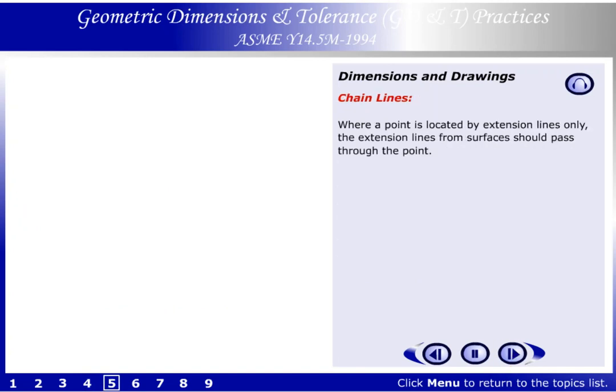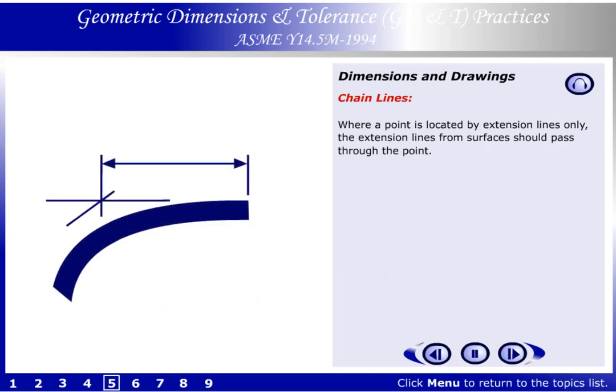Chain lines. Where a point is located by extension lines only, the extension lines from surfaces should pass through the point.